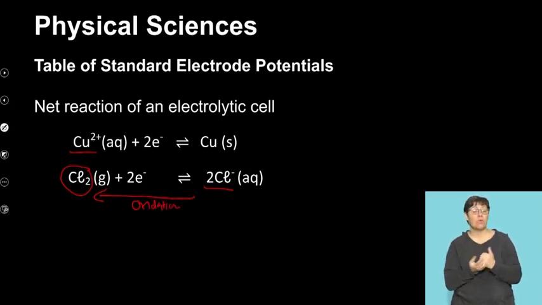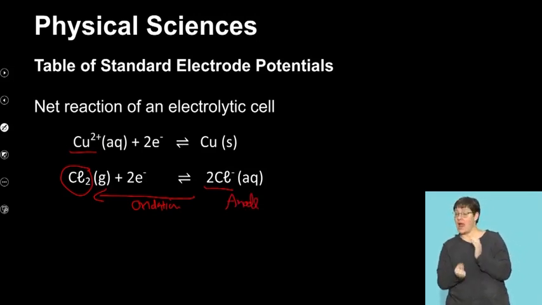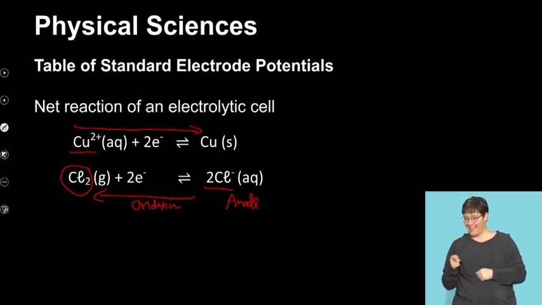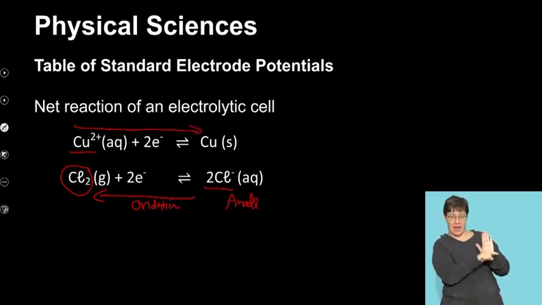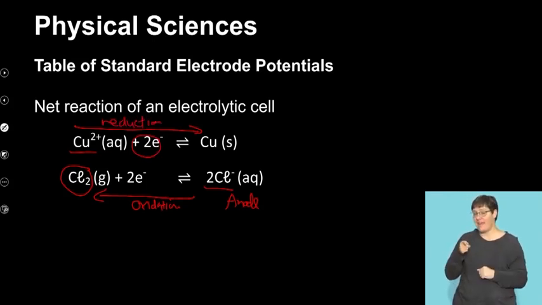Now remember, oxidation takes place at the anode. And that's important for us. And this reaction is going to be the other reaction, which is the gaining of electrons. So it's the reduction reaction. And that means that this has to take place at the cathode.